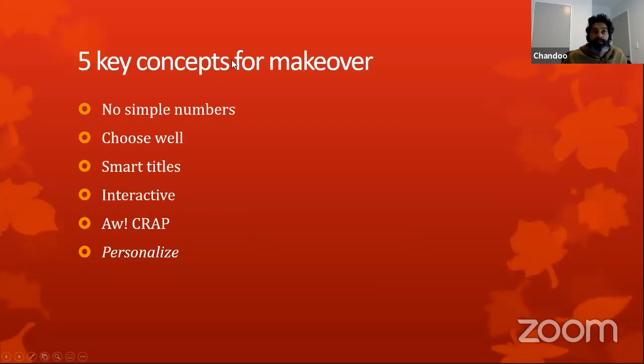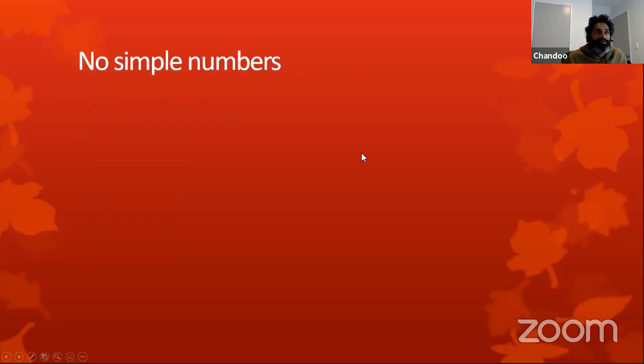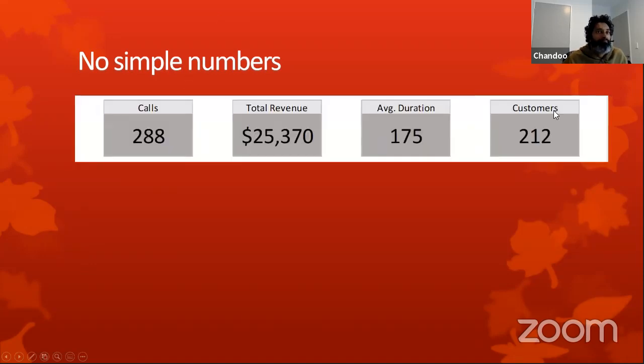So the key principles that we are going to discuss are these 5, and then there is a bonus one called personalize. We'll go into each of them. So the very first principle, this is something that I try to follow quite religiously whenever I'm building anything that is facing an end audience, is not using simple numbers. So for example, if you look at this, this talks about how many calls were made, how much revenue came in, etc. In a month.